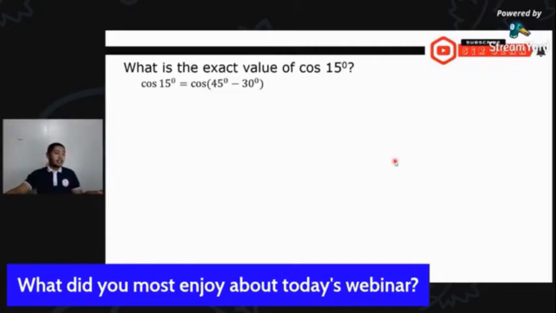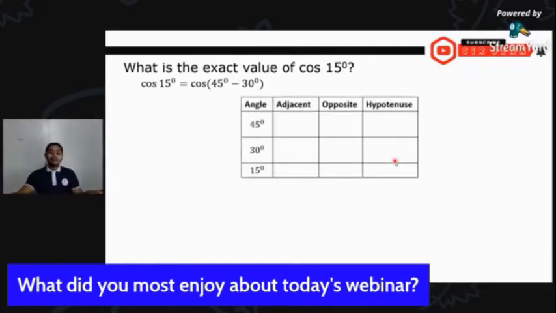Okay, so let us create a table. The adjacent side, the opposite side, and the hypotenuse of a 45-degree angle in a 45, 45, 90 triangle will be like this: 1, 1, square root of 2. While for a 30, 60, 90 triangle, the adjacent side of a 30-degree angle, the opposite side, and its hypotenuse will be square root of 3, 1, and 2.